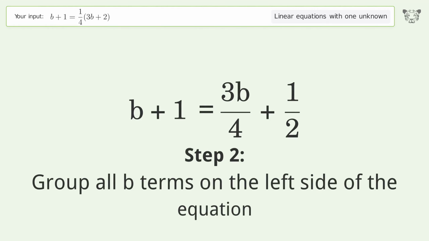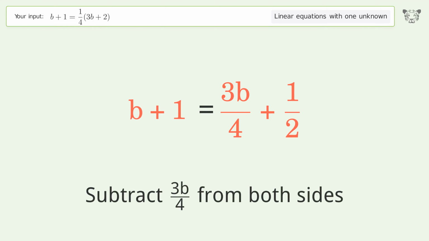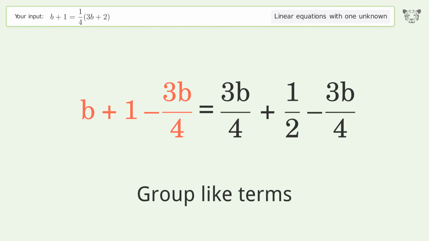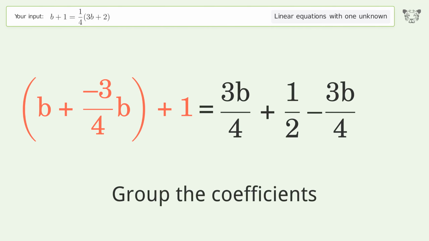Group all b terms on the left side of the equation. Subtract 3b/4 from both sides. Group like terms. Group the coefficients.